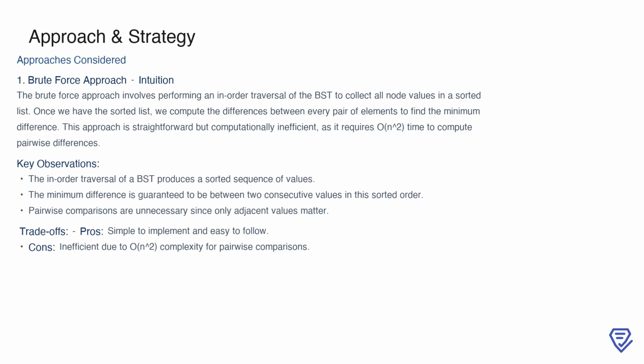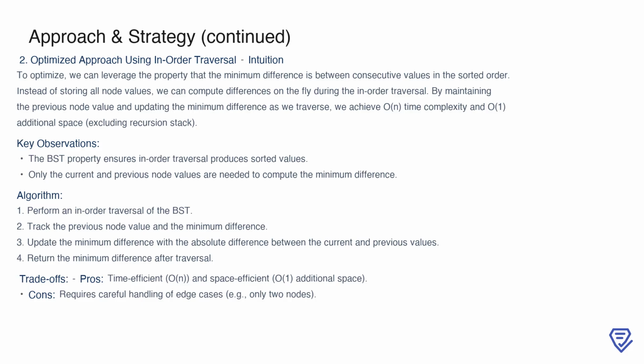This trade-off makes it clear that while the brute force method is intuitive, its inefficiency highlights the need for a more optimized solution. Now, to address the inefficiencies of the brute force approach, we can optimize the process by focusing on the fact that the minimum difference is only relevant between consecutive values in the sorted order. Instead of storing all node values in a list, we can compute the differences dynamically during the in-order traversal.